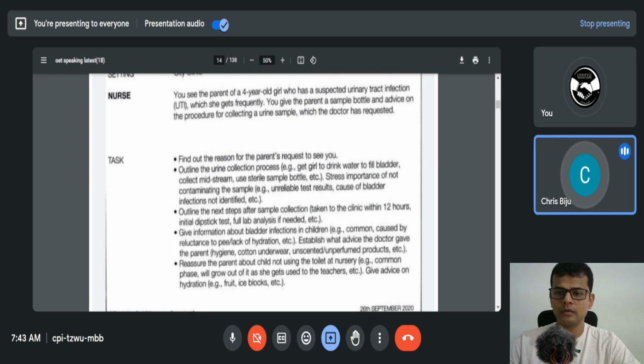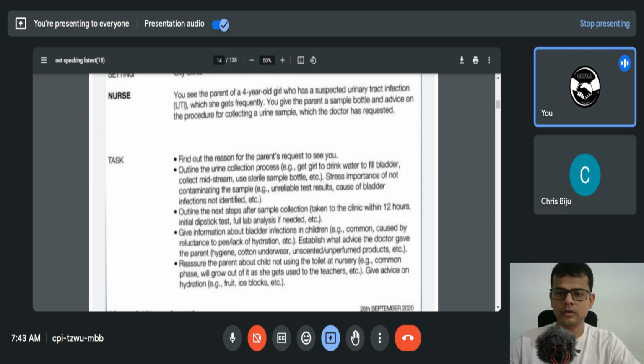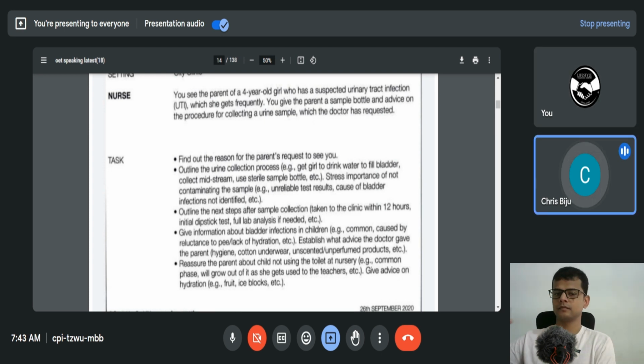Do you have any other questions? I'll follow your instructions. And when do I have to take it? How quickly do I need to take it to the doctor for a checkup? Yeah, I will explain the next procedure. After the urine collection, we will take the sample to the laboratory within 12 hours. Initially the lab will perform a dipstick test, and afterwards, if it is needed, they will perform a full lab analysis. Am I clear to you?